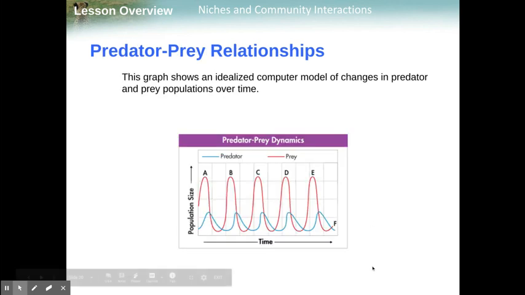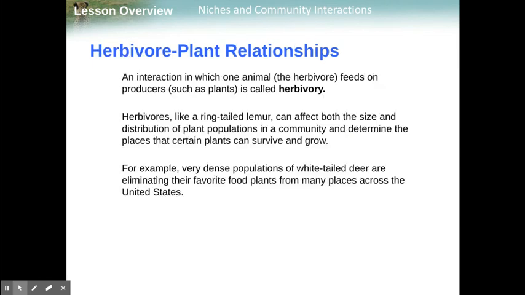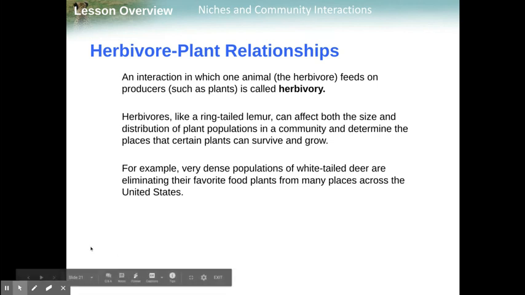Now, if one of these were to go to zero, if the predator were to go to zero, the prey population would increase until eventually they run out of those resources that we talked about with the niche. And when that happens, their species would actually die out as well. So an interaction in which one animal feeds on producers like plants is called herbivory. So very dense populations of white-tailed deer are eliminating their favorite food plants from many places across.